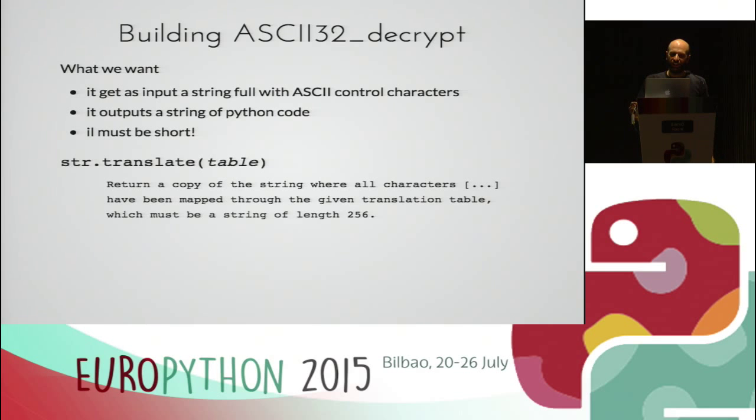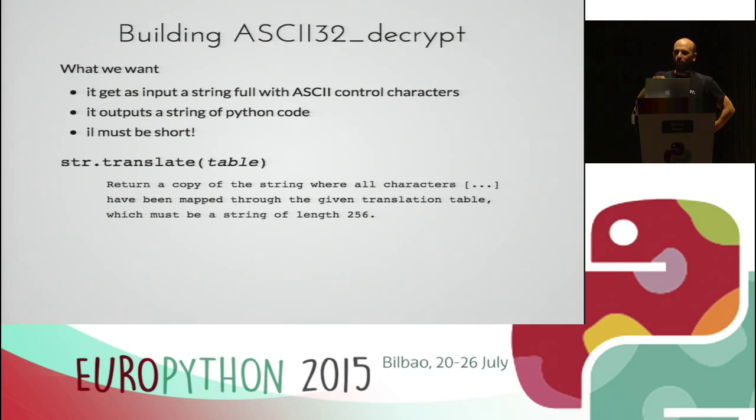Translate. String translate. It's the first power horse because you don't need to import it. It's a method, so the spelling is really long, but I don't care. I mean, if you save the import, it's already in the OK range. Now, what translate does is return a copy of the string where all characters have been mapped through a given translation table, which must be a string of length 256.